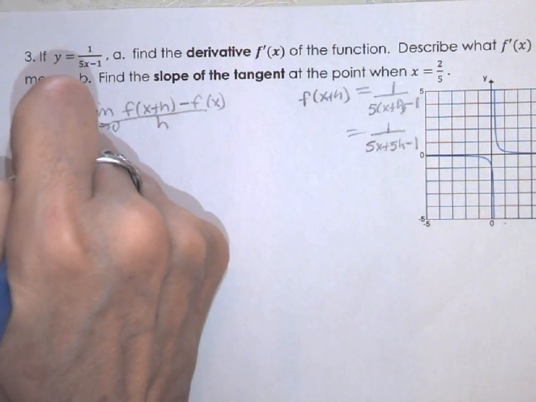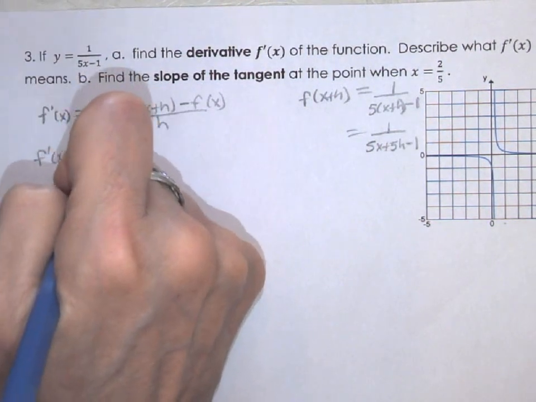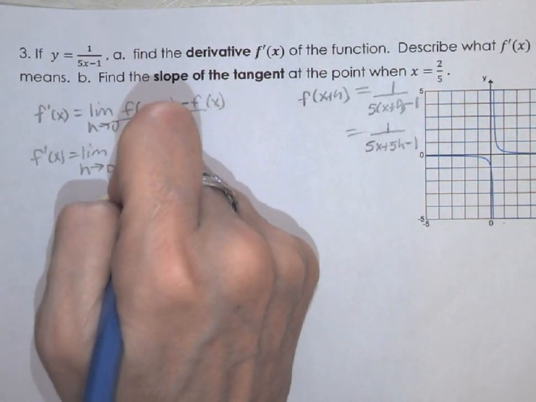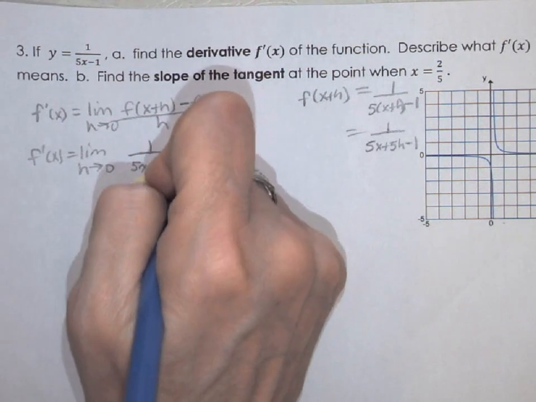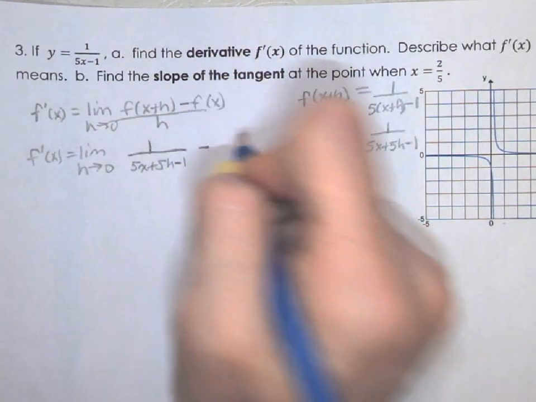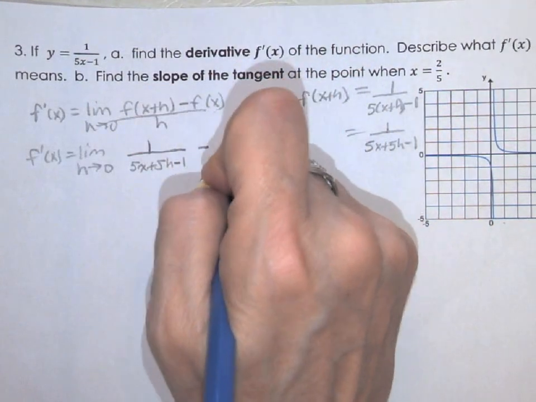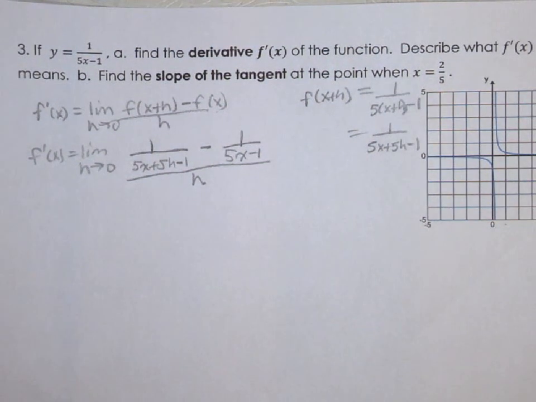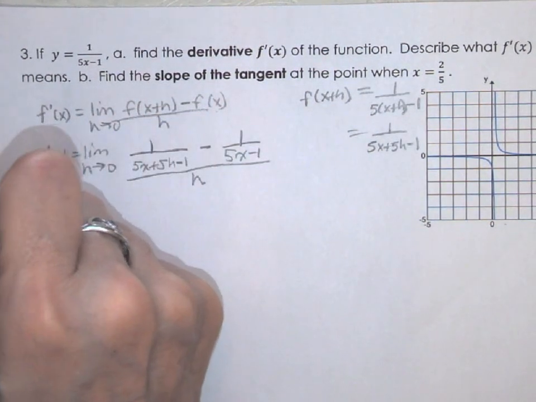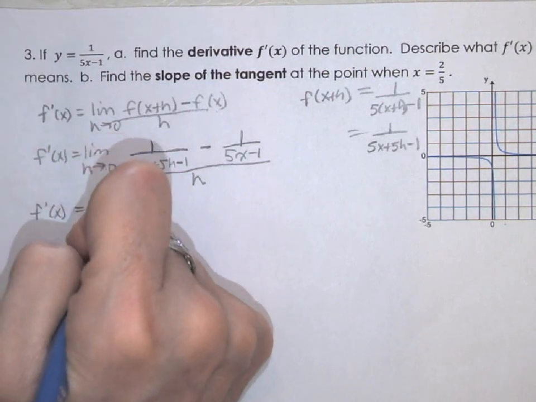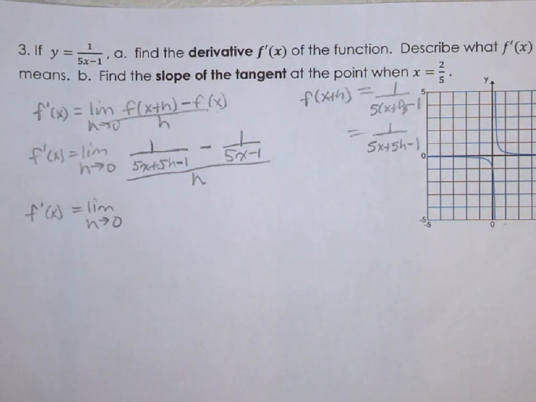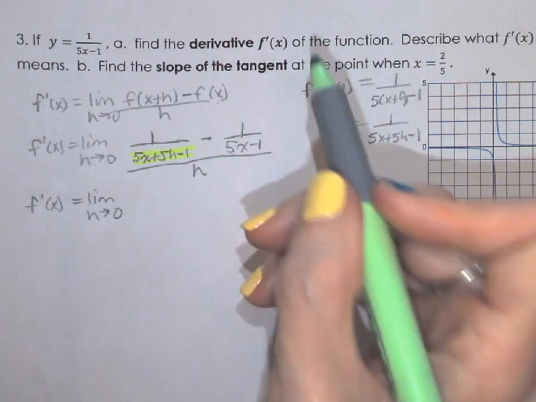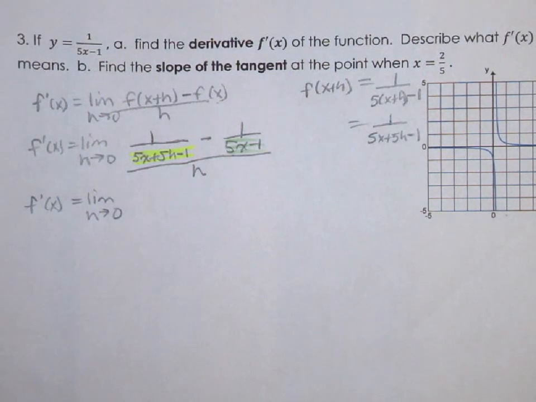So f prime at x is going to be the limit as h approaches 0 of 1 over 5x plus 5h minus 1, minus f at x, which is 1 over 5x minus 1, and that's all over h. So we have this 3-layer fraction type of question, where we first get a common denominator in the numerator, and in this case it's not going to be a pretty one, it's going to be this polynomial multiplied by this polynomial. We'll leave it unexpanded.